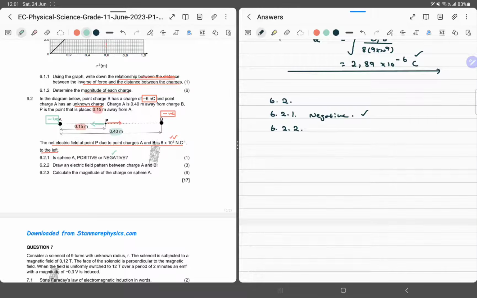6.2.2, it says draw an electric field pattern between charges A and B. So we know that this charge is negative. No, this is charge A. And then we've got charge B. It's also negative. So we know that these field lines must not intersect, okay? So the key here is that they don't intersect. So there's plenty of ways to show this.